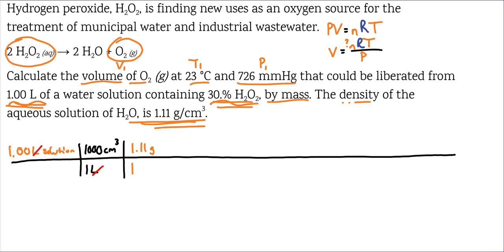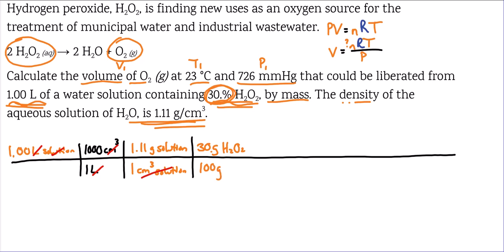And so we're going to use the 1.11 grams of solution for every 1 cubic centimeter to get rid of those cubic centimeters. Once I'm into grams, you need to remember that it is of the solution. 30% of that solution, or 30 grams out of every 100 grams of solution, are going to be hydrogen peroxide. If you'd prefer to write these as percentages rather than grams, you can. I'm going to go ahead and write them as grams.